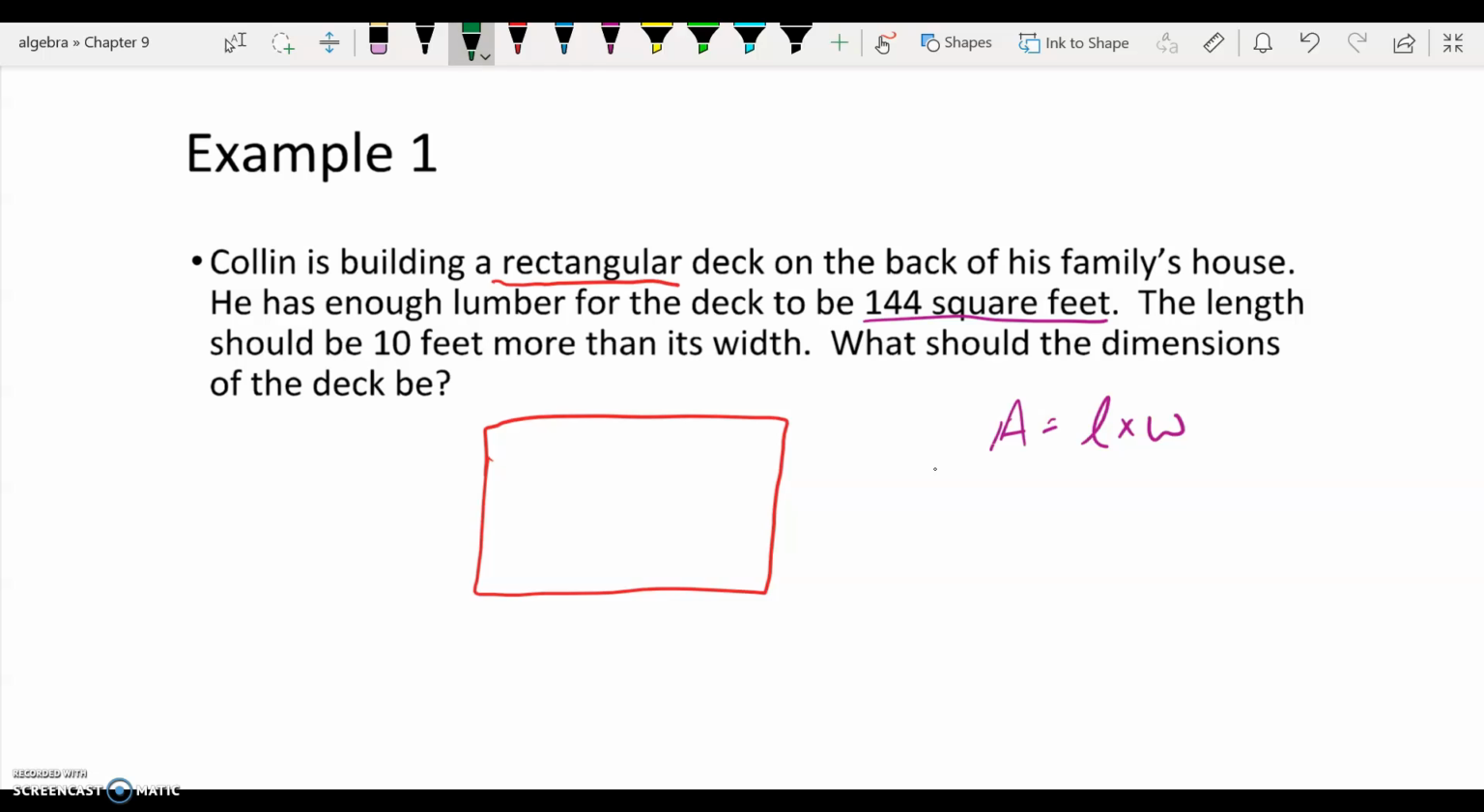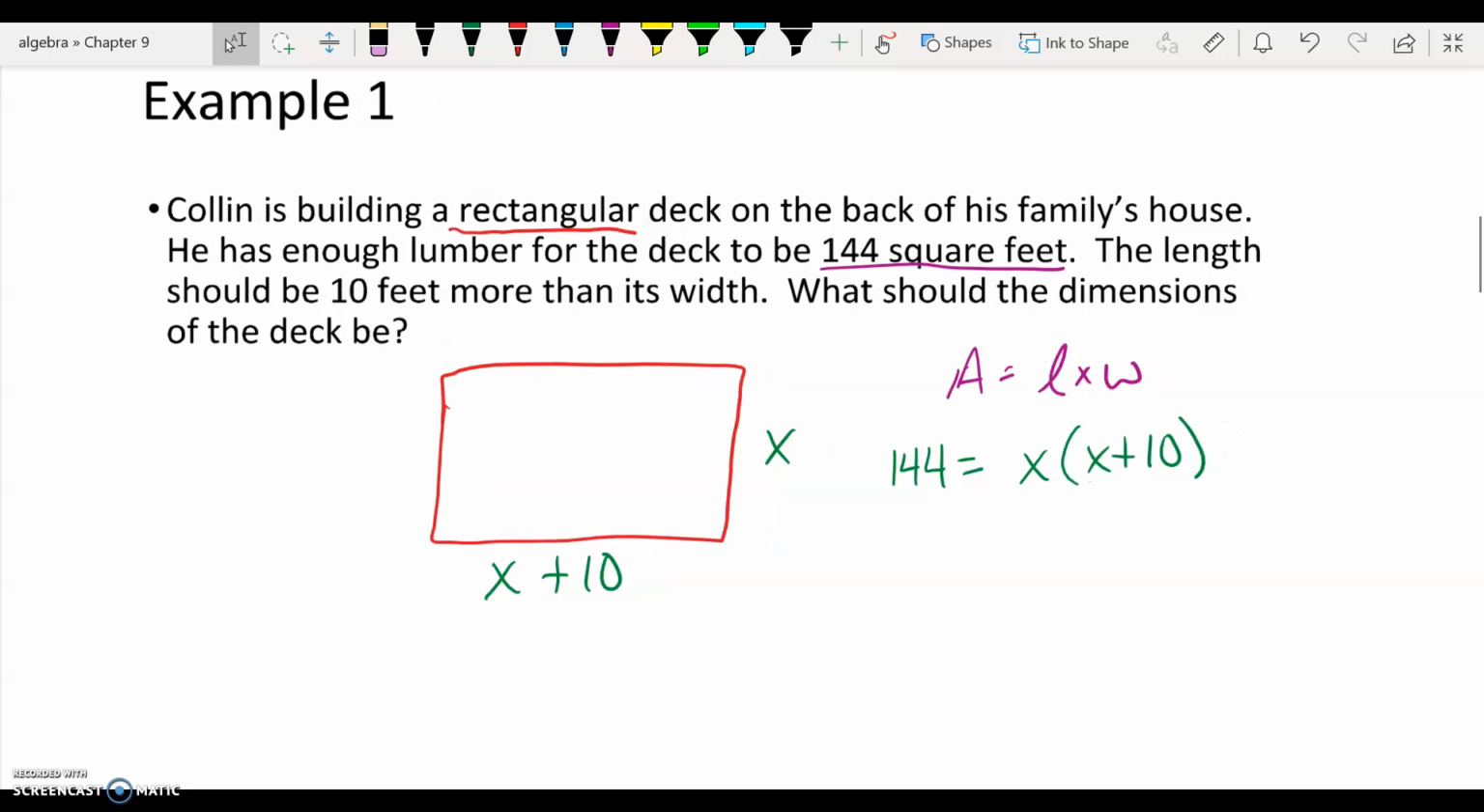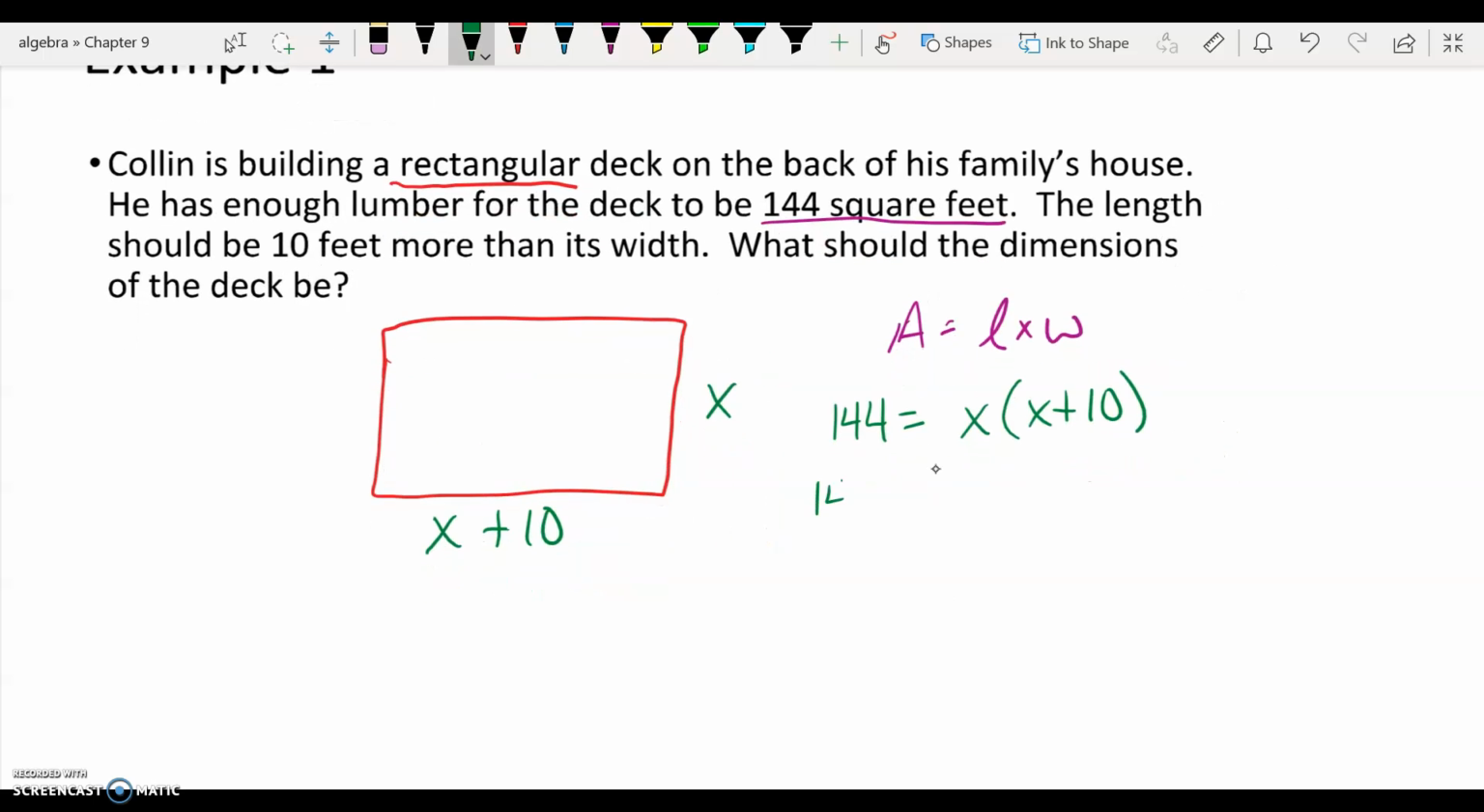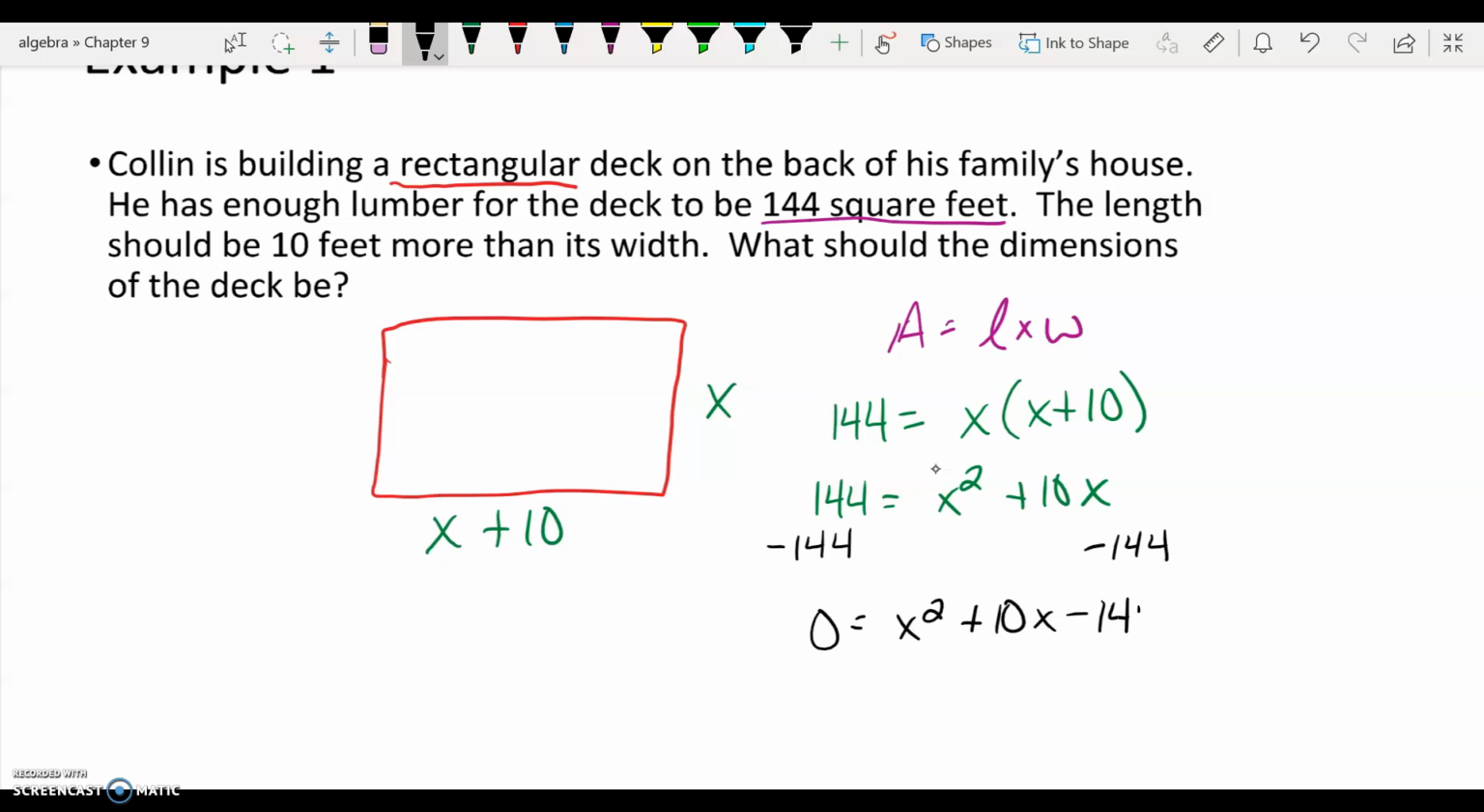Dimensions means I'm going to find area, so area would be length times width. I know the length is going to be x plus 10 because it's 10 more than the width. So now I can set up my problem. 144 equals x times x plus 10, because I'm going to take the length times the width to find my area. When you do this, you get 144 equals x squared plus 10x. Now it's starting to look like a quadratic problem, but in order to solve it, because I'm looking for solutions, I'm going to have to get 0 on one side. So now I'm going to have 0 equals x squared plus 10x minus 144.